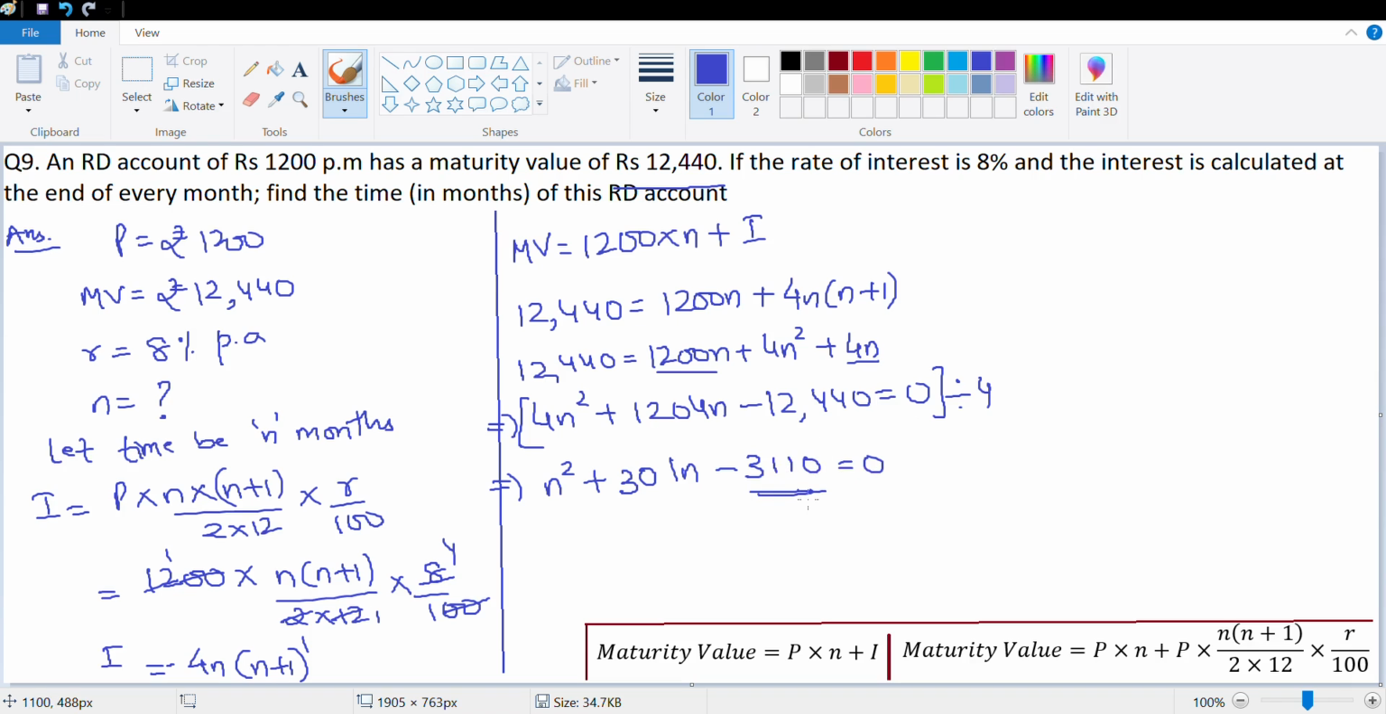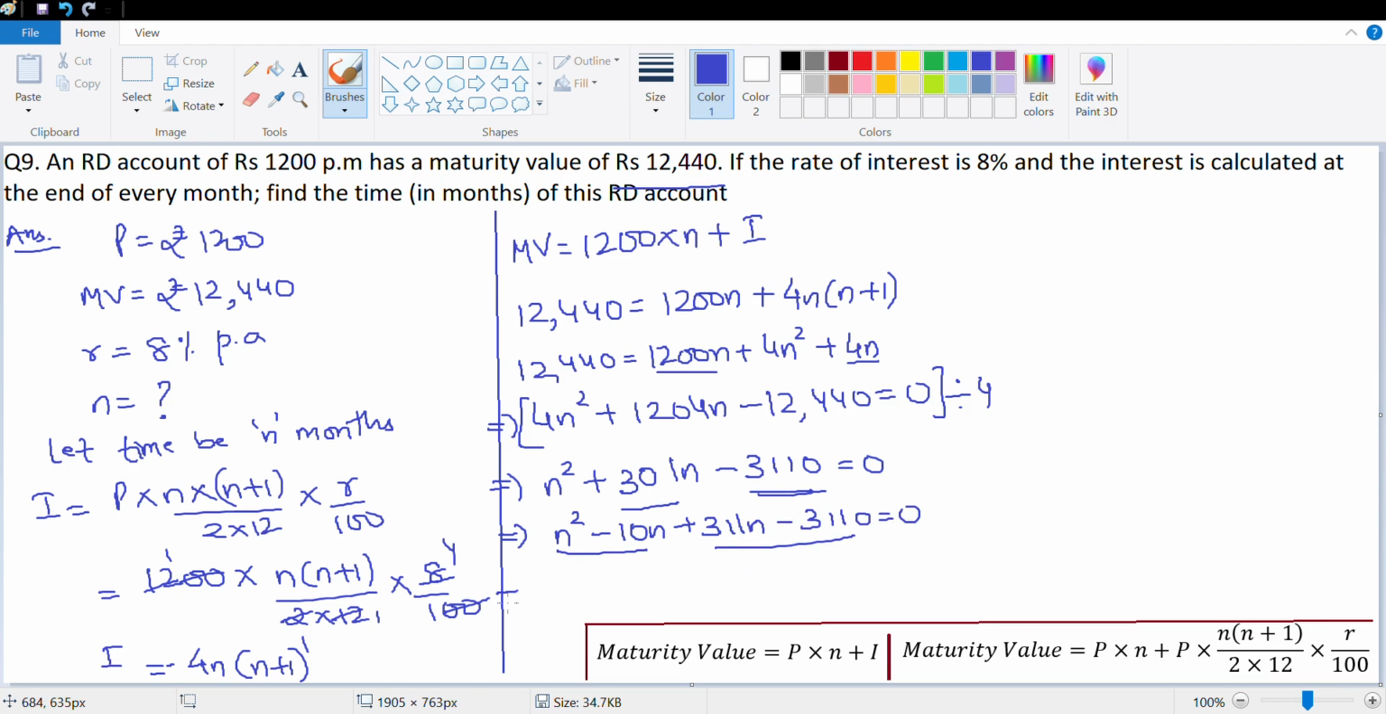I need to find factors of 3110, the sum of which is 301. To me, this looks simple because I just calculated 301 into 10 will give me 3110, and 311 minus 10 would give me 301. This one was simple. So I have my factors. It will be positive 311 and negative 10. So this is n square minus 10n plus 311n minus 3,110 is equal to 0.